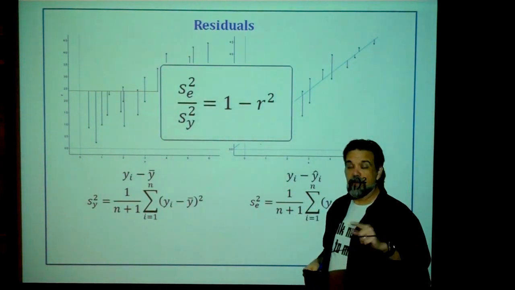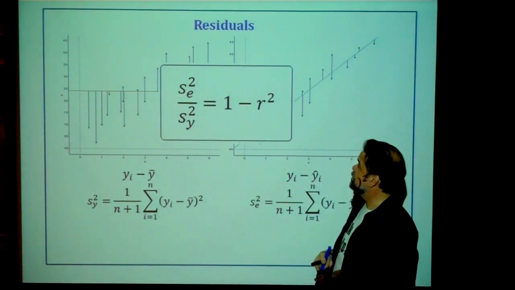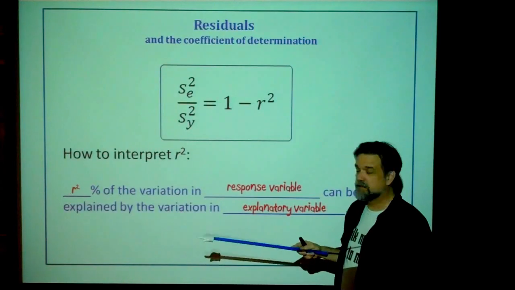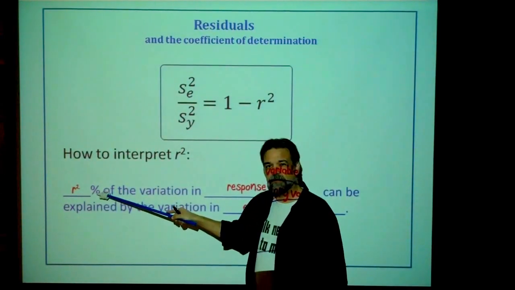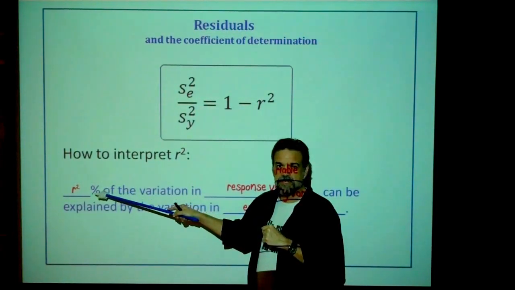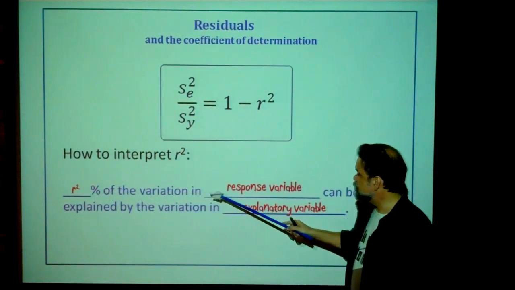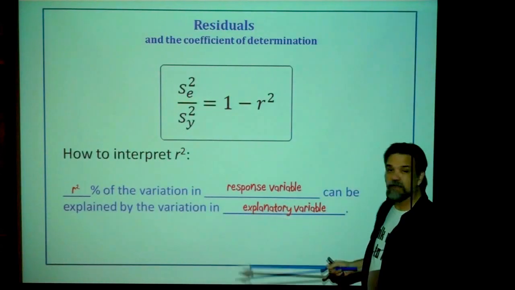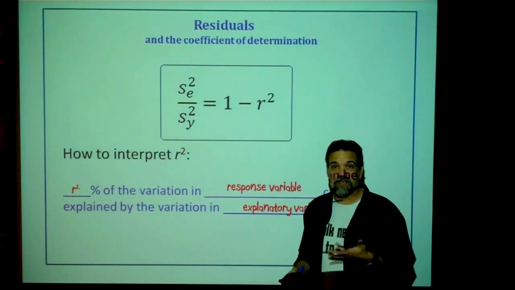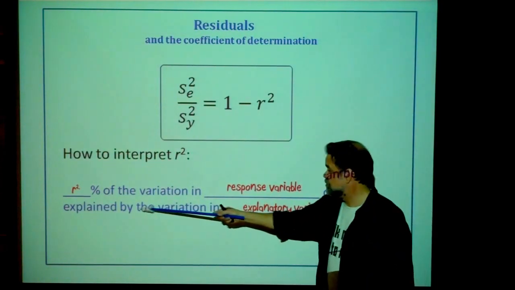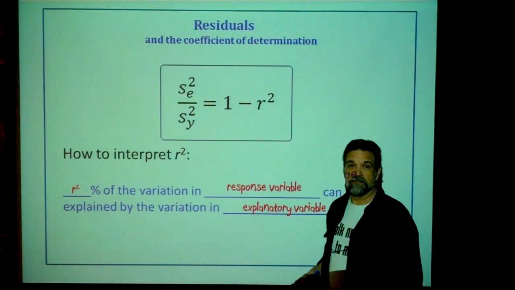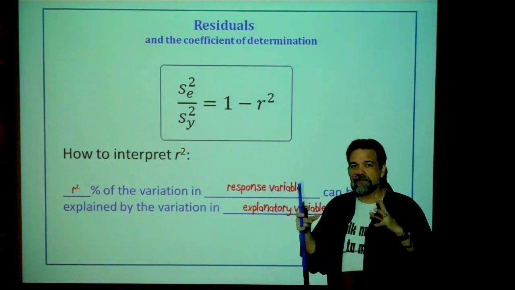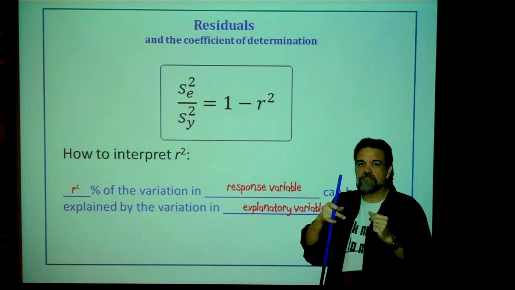I'm not going to prove that to you right now, but I definitely will in the next video. So, how to interpret R squared? This is what we do. We say R squared, and we generally express it as a percent. R squared percent of the variation in the response variable, my y's, can be explained by the variation in my explanatory variable, the variation in my x's. Or sometimes, instead of this part here, I'll just say it can be explained by the model. But that's what R squared tells us. It tells us the percentage of the variance that we can associate to this other variable.